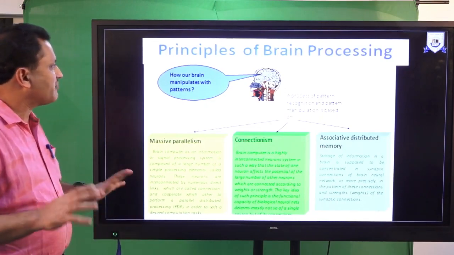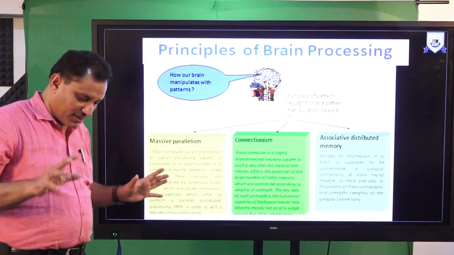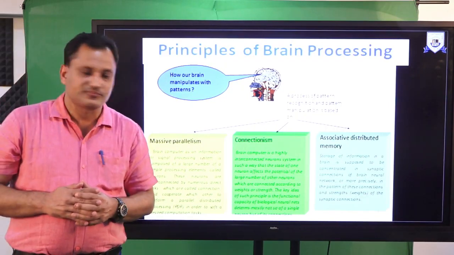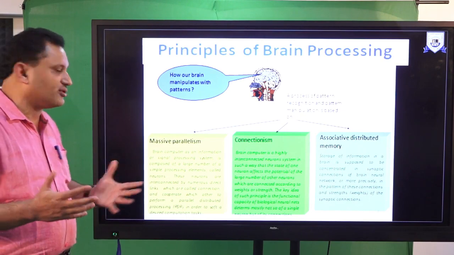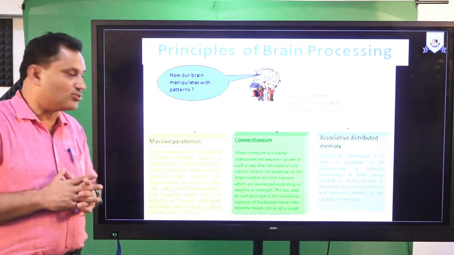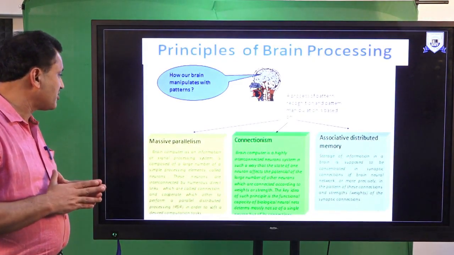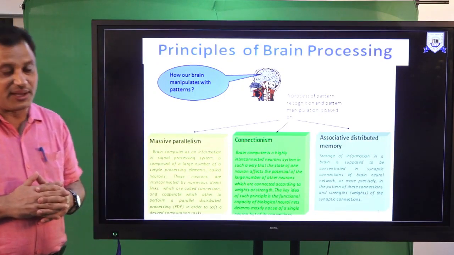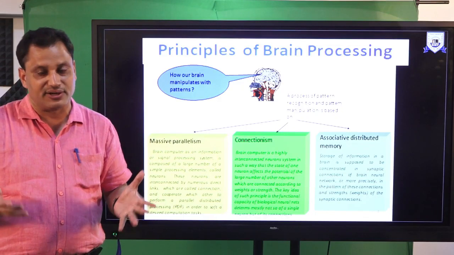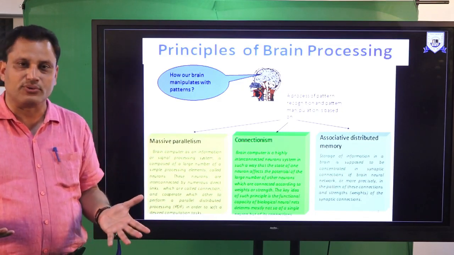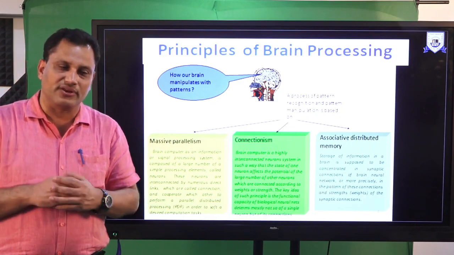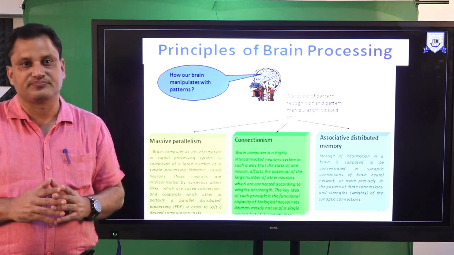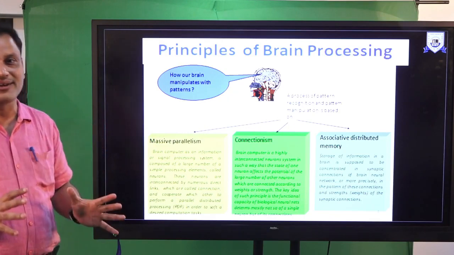So, principles of brain processing. This will give you the complete picture of our human brain. If you think about the human brain, primarily it can do three big things. Massive parallelism. What is the meaning of massive parallelism? All of you have observed this in day-to-day life. Our human brain is not trained to do only one particular job at a time. We can do multitasking.